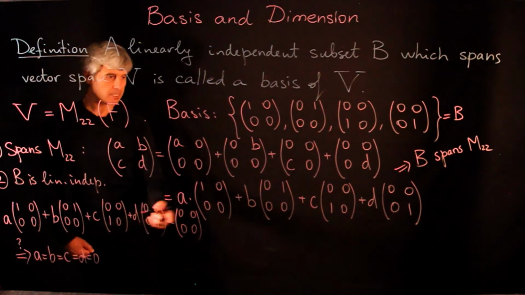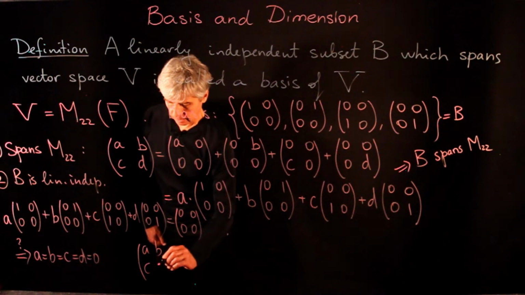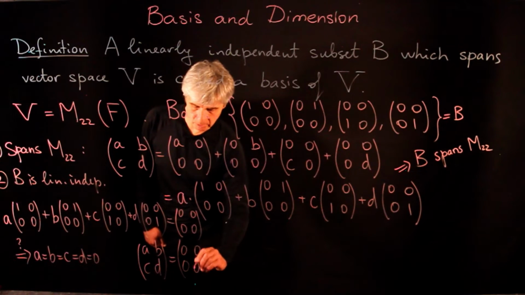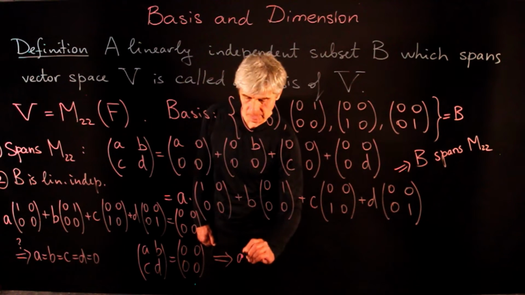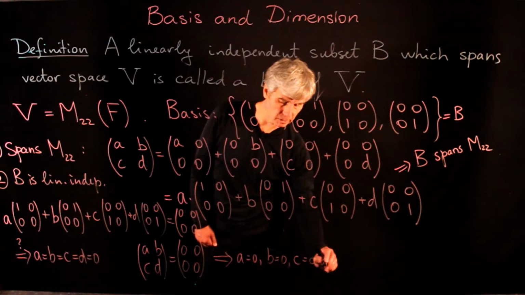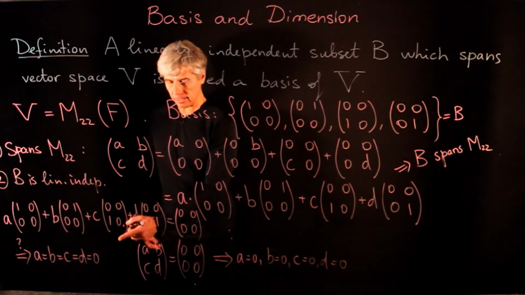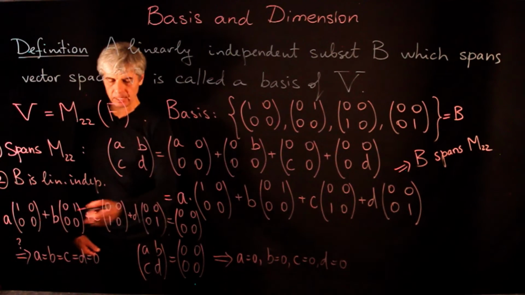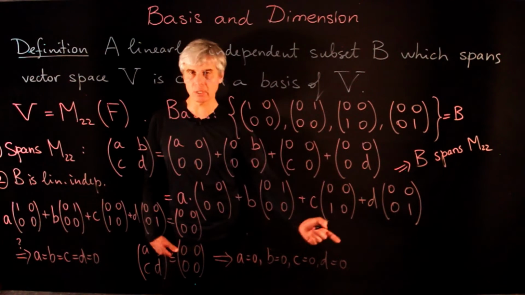But the left-hand side we already calculated. The left-hand side is simply the matrix [a, b; c, d]. Now we are given that the matrix [a, b; c, d] is equal to the matrix [0, 0; 0, 0]. But then this will imply that, of course, a must be 0, b must be 0, c must be 0, and d must be 0, because this is the only way these two matrices may be equal. This is exactly the statement of linear independence. So we proved that if this linear combination is 0, then all coefficients of this linear combination are 0 scalars.